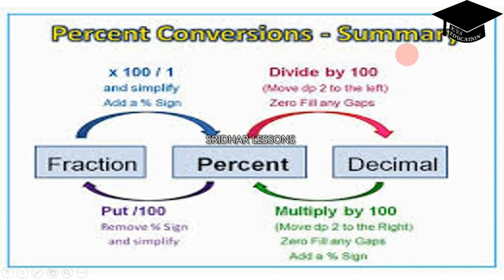Percent conversions. See the summary. The fraction can be converted into percent, and percent can be converted into decimal. A fraction is converted when we multiply with 100. It will come as percent, and this percent will become a decimal when it is divided by 100. Similarly, a decimal will convert into percent if you multiply by 100, and the percent will become a fraction if you put it over 100. Observe this picture carefully.